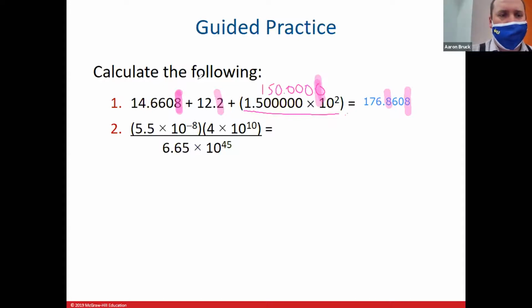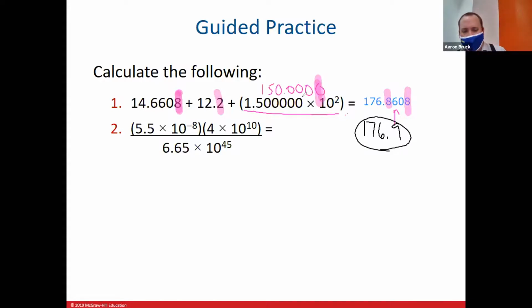I look to the immediate right. I see a 6 there. That tells me I need to round up. So my result, 176.9, is the result of that addition. It's all about decimal place. This decimal place is more to the left than the other one. That's the one that we have to round to.